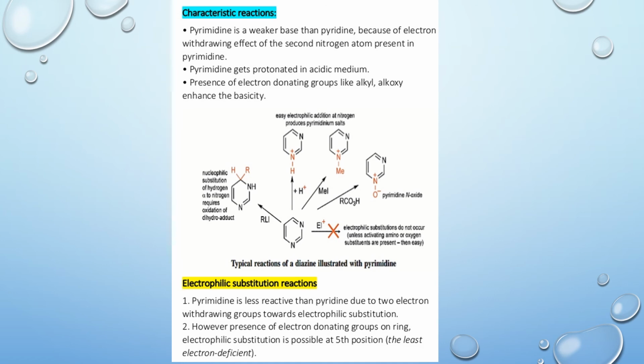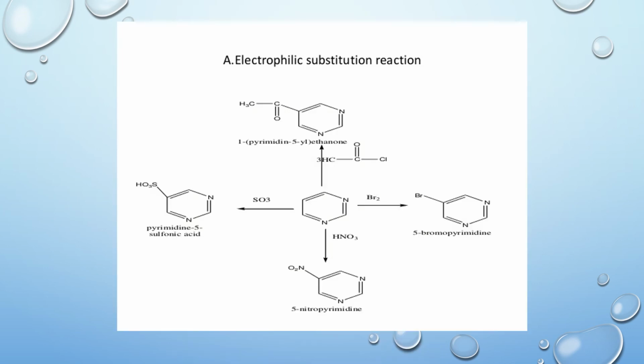Electrophilic substitution reactions also occur in pyrimidine. Pyrimidine is less reactive than pyridine towards electrophilic substitution due to two electron withdrawing nitrogens. However, in the presence of electron donating groups on the ring, electrophilic substitution is possible at the fifth position, the least electron deficient position. These are the electrophilic substitution products. Bromination gives 5-bromopyrimidine, nitration gives 5-nitropyrimidine, and the sulfonation product is pyrimidine 5-sulfonic acid.